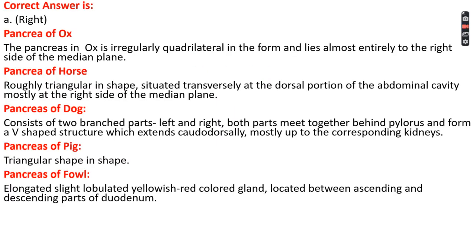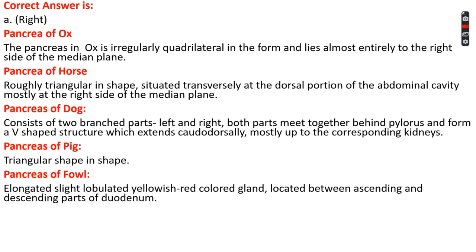The pancreas in case of ox is irregularly quadrilateral in shape and lies almost entirely to the right side of the median plane. While in case of a horse, the pancreas is roughly triangular in shape and is situated transversely at the dorsal portion of the abdominal cavity, mostly also on the right side of the median plane. In case of dog, the pancreas mainly consists of two branches, left and right, and both parts meet together behind the pylorus and form a V-shaped structure which extends caudo-dorsally mostly up to the corresponding kidney.